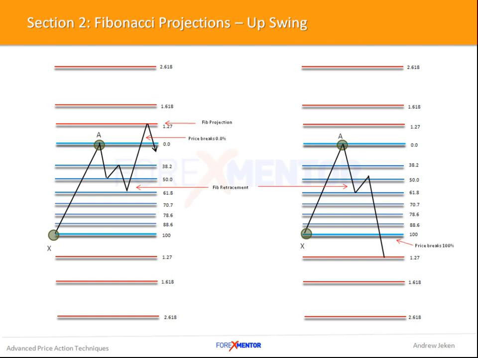This time you see how it breaks the 100%, but it comes down into the 127 extension. So you've got the extensions above and below, one above the 0% and one below the 100%. And that is your Fibonacci projection or extension.